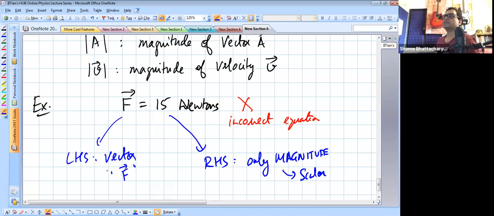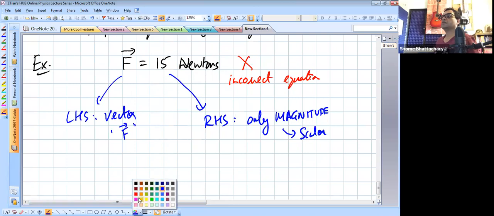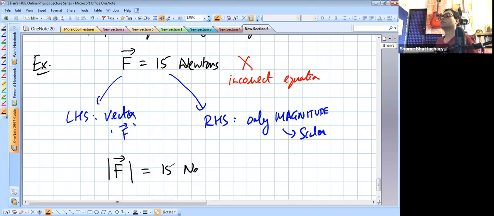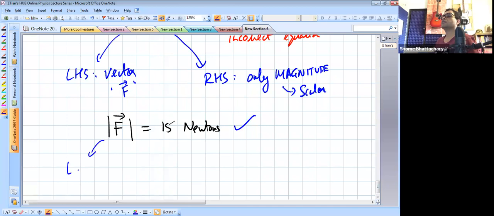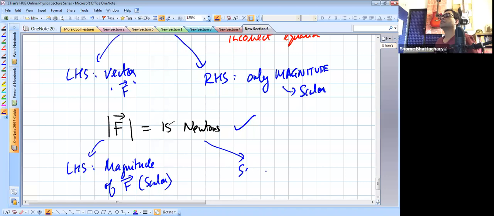But on the other hand, if I say that the magnitude of force is equal to 15 newtons, now there's no problem with this. This is now technically a correct statement. Why this is a correct statement is that the left hand side is the magnitude of a vector. So the magnitude of a vector is a scalar because it's just the magnitude of it, whereas the right hand side is also just a scalar, or just a magnitude. So this is correct.